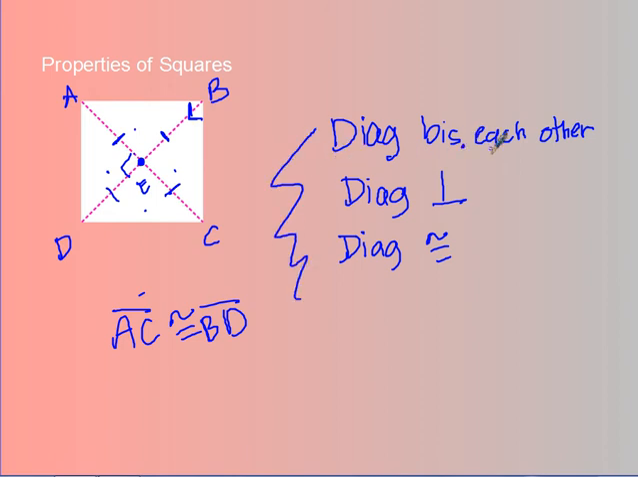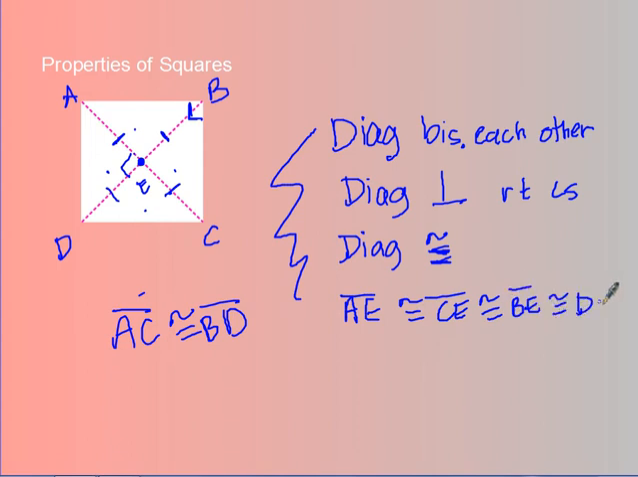Gotta know diagonals bisect each other, that they're perpendicular, forming your right angles, which is important for Pythagorean theorem, and that they're equal to each other. And that means that their little halves are equal to each other as well. AE is the same as CE, is the same as BE, is the same as DE. So they're all the same length. So really important stuff on the diagonals there.